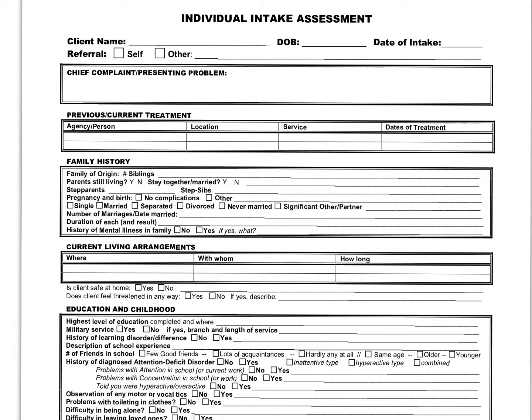Are you single, married, separated, divorced, and so on? It's just a checkbox. How many times have you been married? Is this your only marriage if you're married? How long did each one last? If they're currently married, you'd want to know how long they've been married. If they've been married and separated or married and divorced, how long did that last for each relationship?